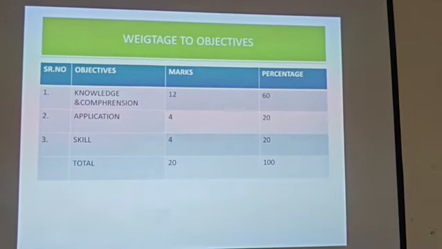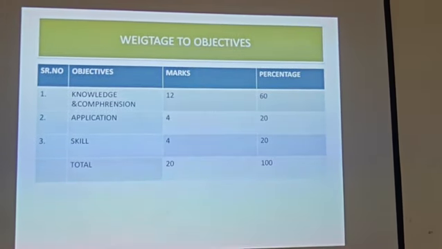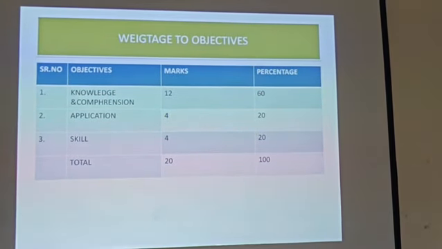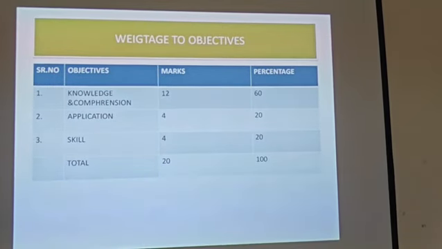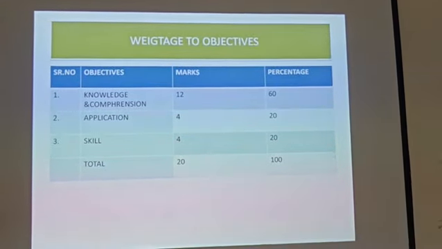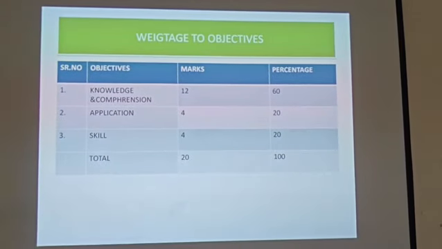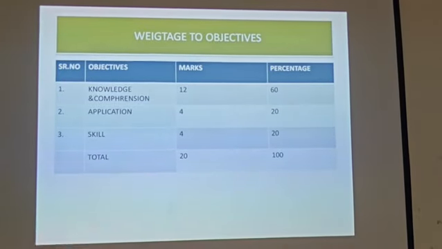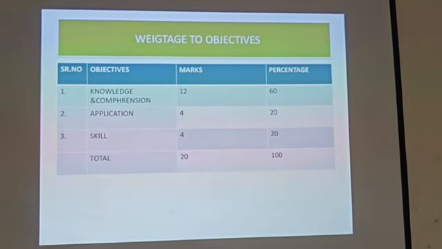Now which are the objectives? Objectives are knowledge and comprehension, application, skill. When you are going to prepare a test, then how many marks are given for the questions, how many questions are based on knowledge and comprehension. Those marks are given there: 12 marks, percentage 16. This is one sample given in this slide.